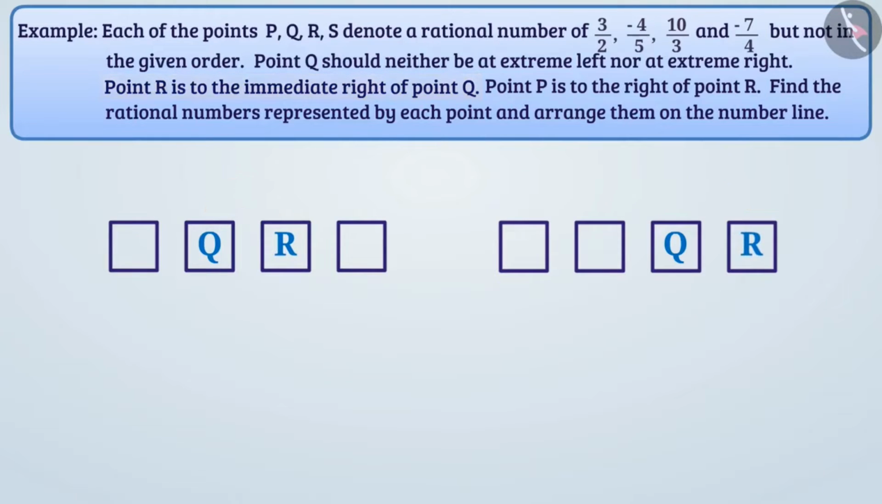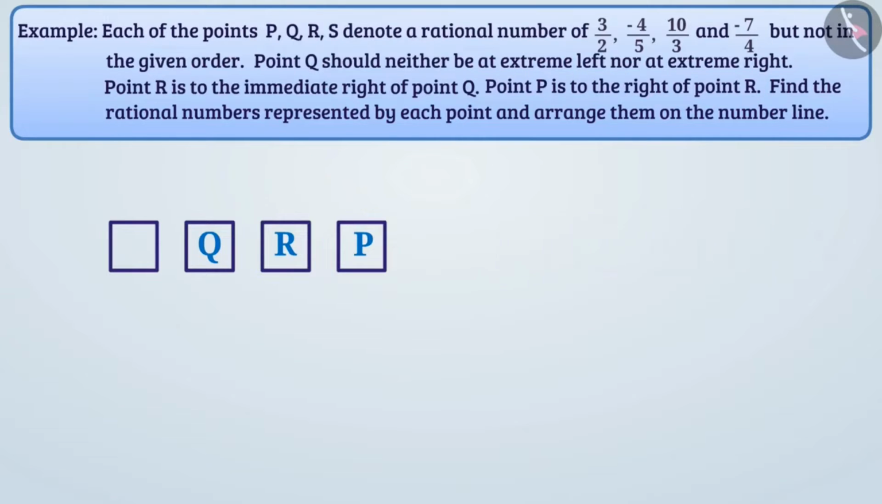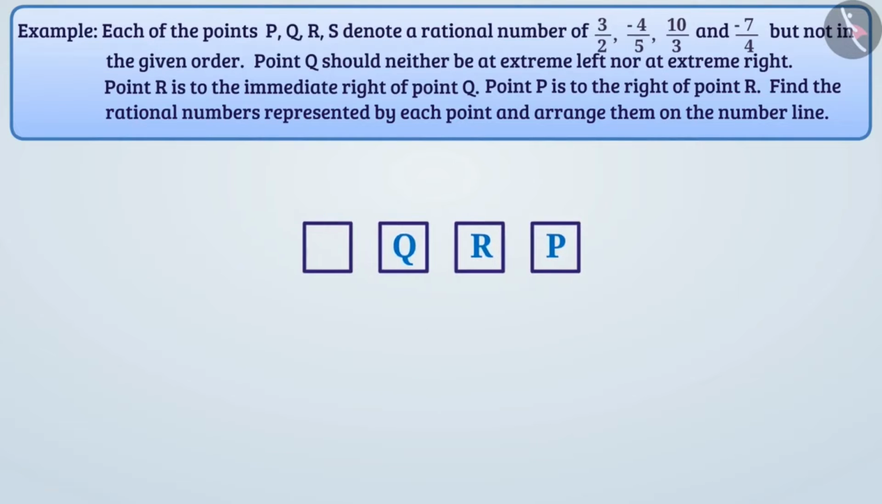From the third information, we find that point P is to the right of point R. In this case, point P can be placed to the right of point R, but in this case, it is not possible to do so. So, these types of arrangement are wrong. Now, we will place the remaining point S in the blank. This will give us the order of points SQRP.